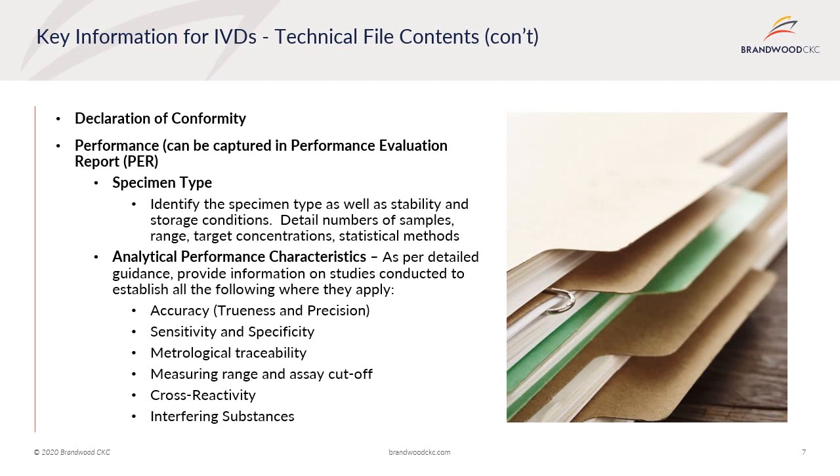Next one is analytical performance characteristics. This is going to be the meat of your PER. So there are a ton of different applications or performance characteristics that you could apply to your product, and I've just listed a few. But ultimately, depending on your product, depending on whether it's qualitative or quantitative, depending on if it's point of care, or if it's a laboratory method, you need to make sure that you're applying all of the appropriate performance characteristics. So accuracy, trueness, and precision.